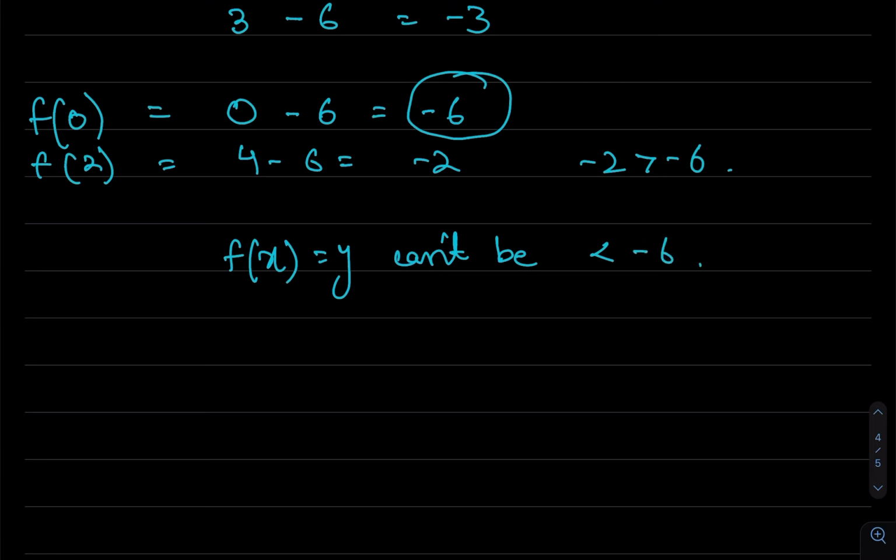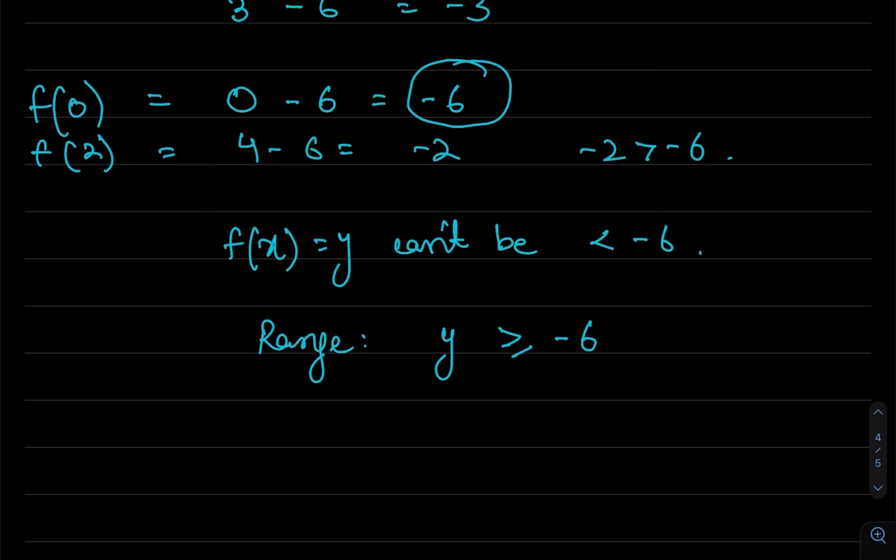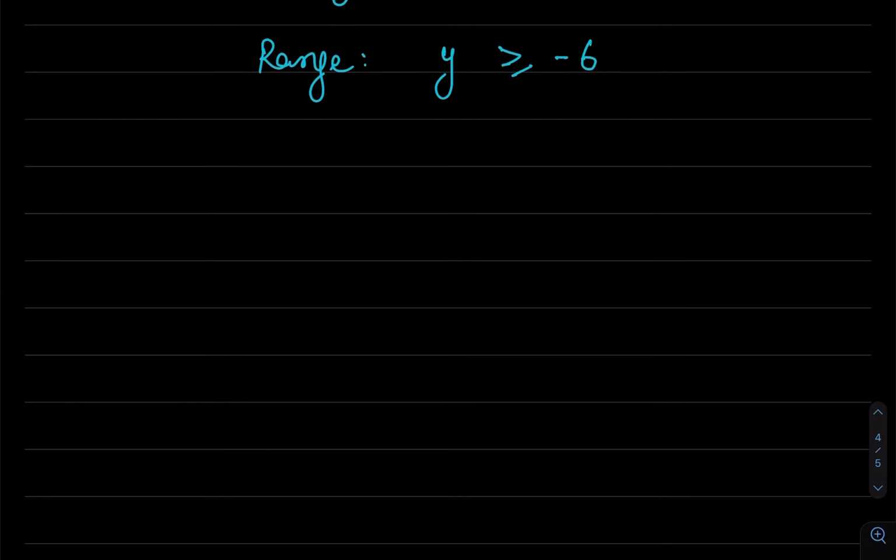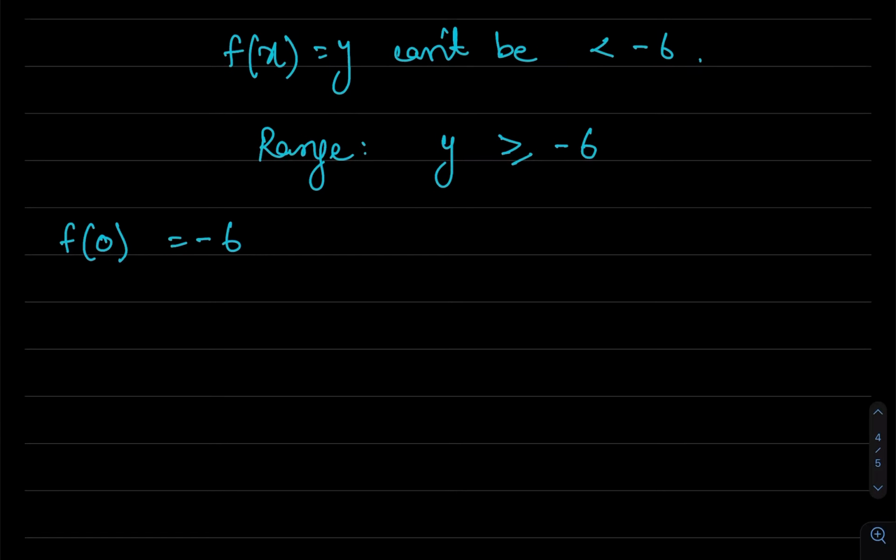Would that be correct? No, it won't be correct. Why? Because that doesn't answer our question. We want to know what it will be. So the correct range for this is going to be y is greater than or equal to negative 6. We can get negative 6 if we input 0. If we input numbers that are greater than 0, we'll get values that are greater than negative 6. So the smallest possible value that we can get is negative 6.